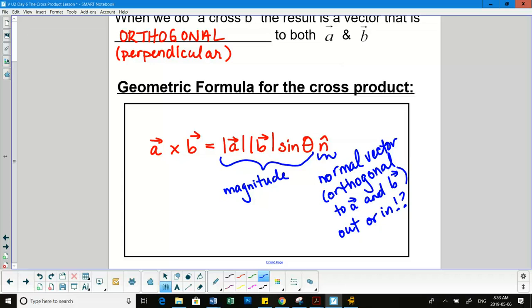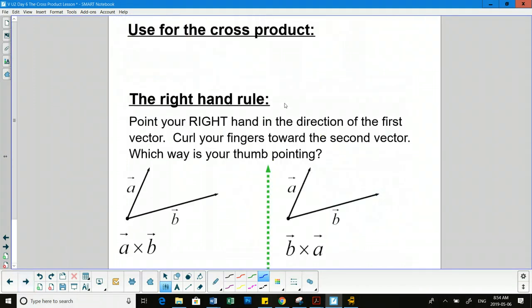The idea of out or in is probably easiest to understand when we think about a screw. If I screw a screw into a wooden board one way, it goes into the board, but if I turn it the opposite way, it comes out of the board. That's kind of what we're talking about with the cross product: is it going inward or outward? That kind of idea. Good?